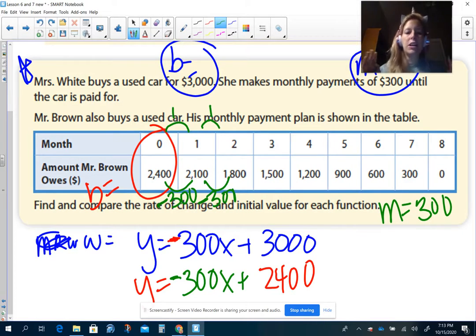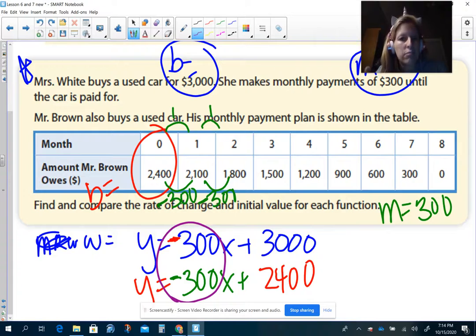Okay, so here is the ultimate question. Find and compare the rate of change and initial value. What can you tell me about Mr. Brown and Mrs. White's rate of change? Are they exactly the same? Absolutely. So then let's compare their initial value. Who had the biggest initial value, White or Brown? Yes, Ms. White had the greatest initial value.